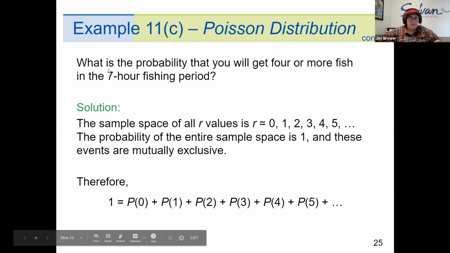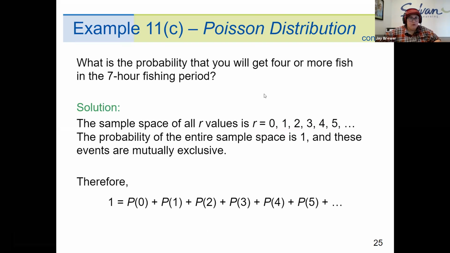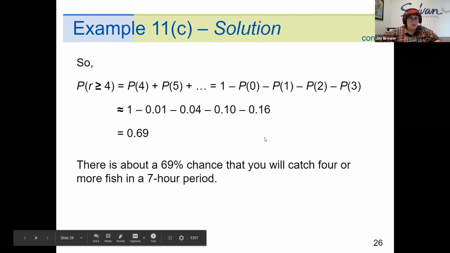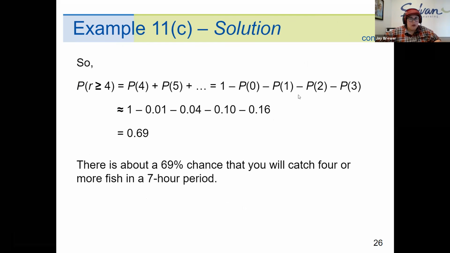All right. What is the probability that you will get 4 or more fish? So remember here, we're going to just use our complements. So if it's 4 or more, that means you're going to do 1 minus everything under 4. So 69% chance that you will catch 4 or more fish in a 7-hour period. That makes more sense. Okay.